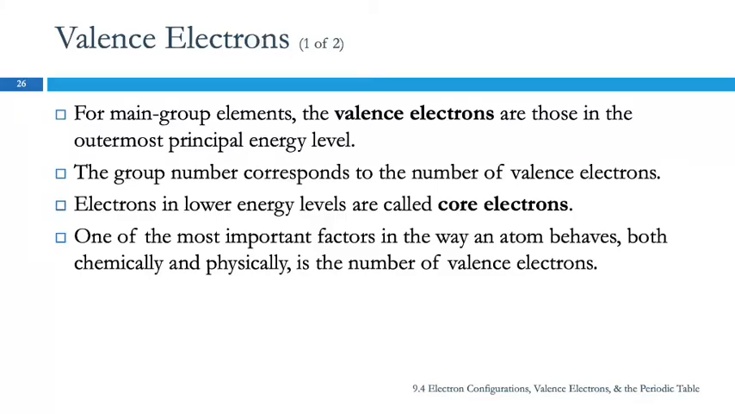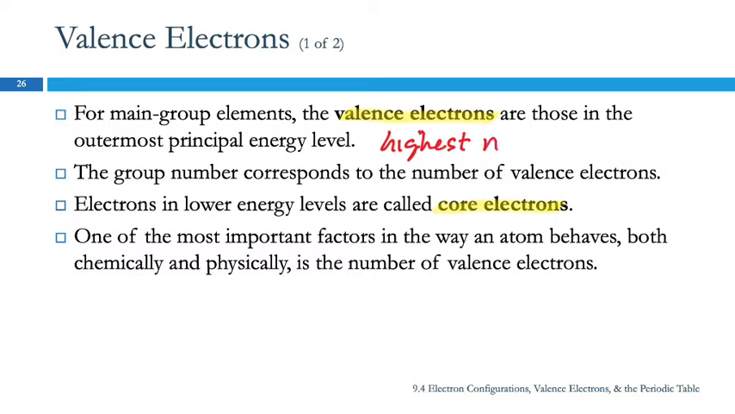So there are valence electrons and there are core electrons. The valence electrons are important because they have a big effect on how an atom behaves. So what are the valence electrons? Valence electrons are those in the outermost principal energy level. In other words, they're anything where it has the highest N.